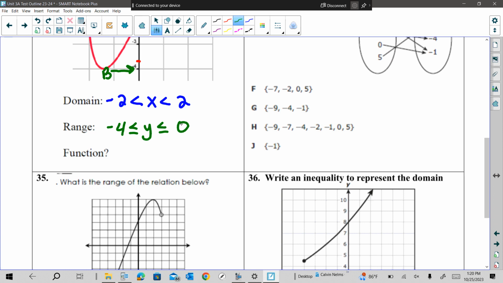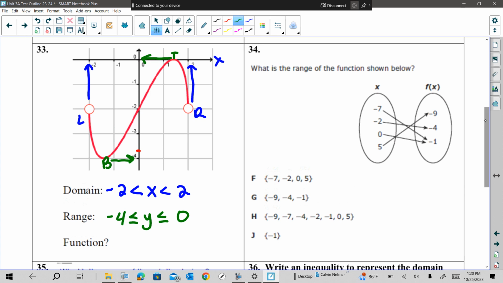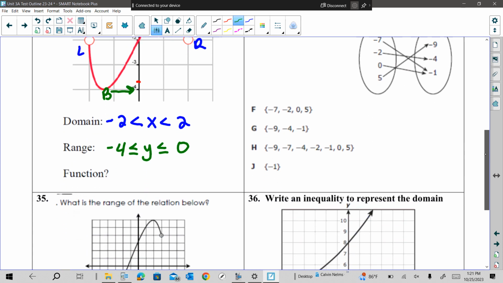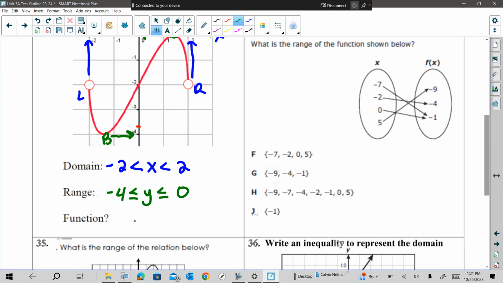Why is it less than or equal to? Because it stops at 0 at the top. Oh, yeah, because the circles are open. But it's only open for the x's. Right here at the top, the line is solid. And yes, this is a function.